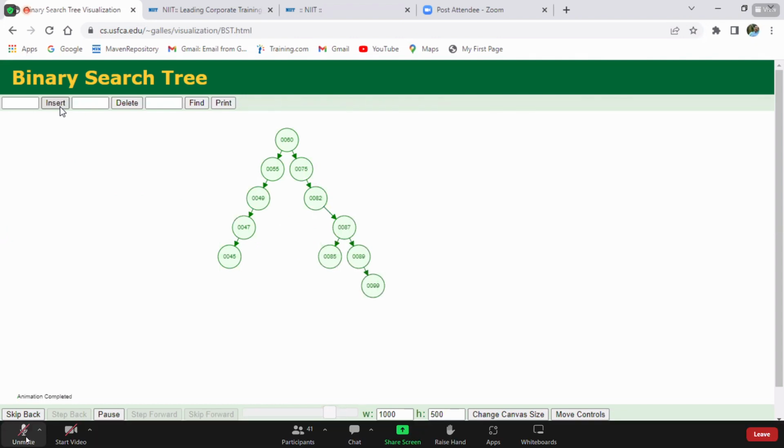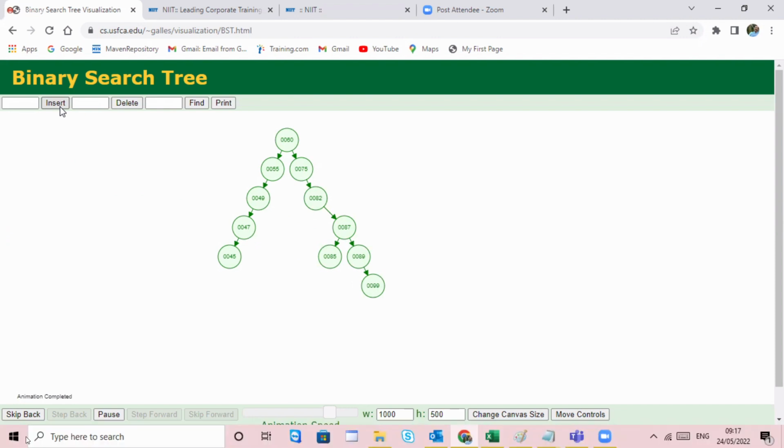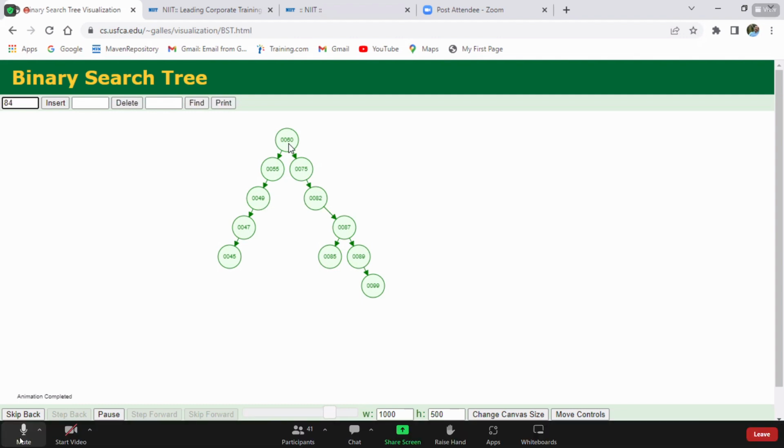So first we need to understand how these values will be arranged. Once again, I am revisiting. Values are arranged in the context of the parent node and the root node. It will start its traversal from here. Say, for example, I am inserting 84. First it will come over here. What is the value of the root? It is 60, correct?